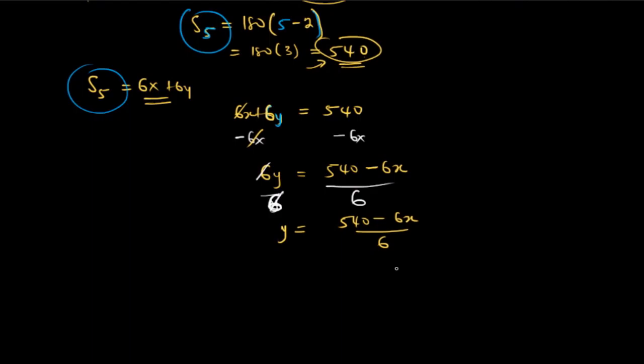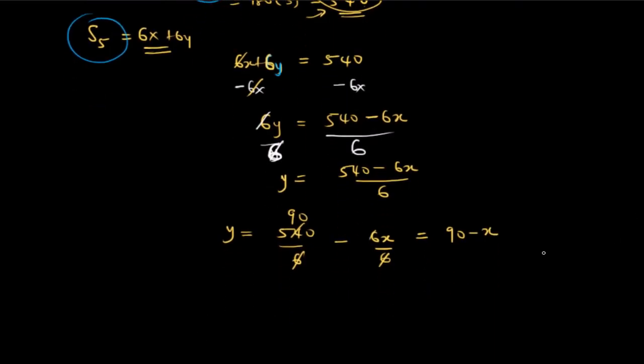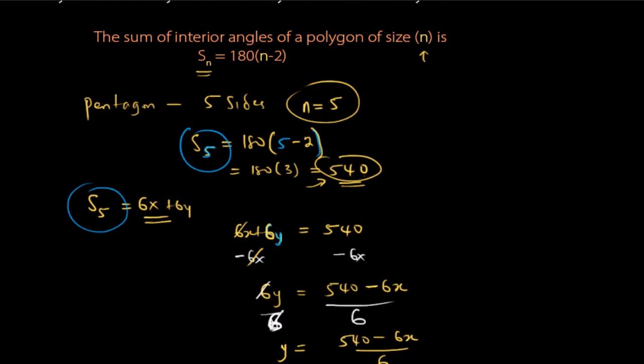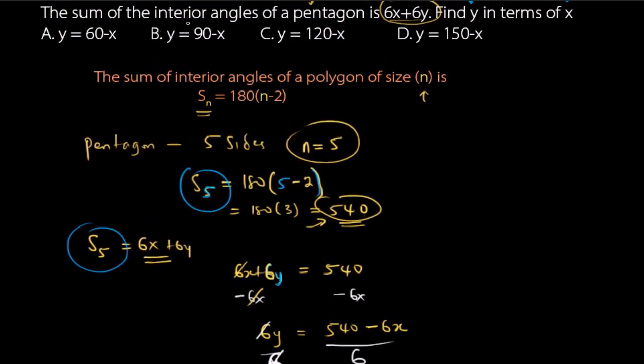This is the same thing as y equals 540 divided by 6 minus 6x divided by 6. 540 divided by 6 is 90, while 6x divided by 6 is x. So what you have is 90 minus x. In other words, y equals 90 minus x. So let's check our options. Our answer is y equals 90 minus x. This is the solution to the problem.